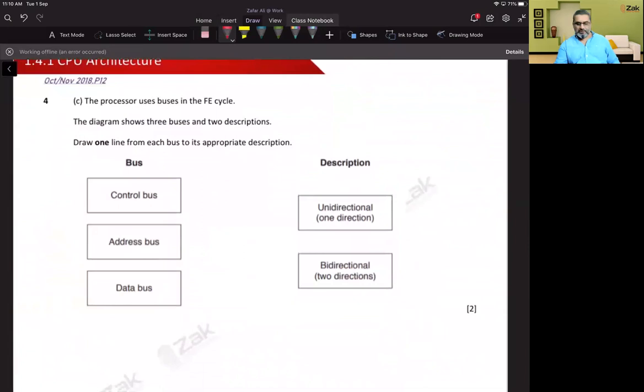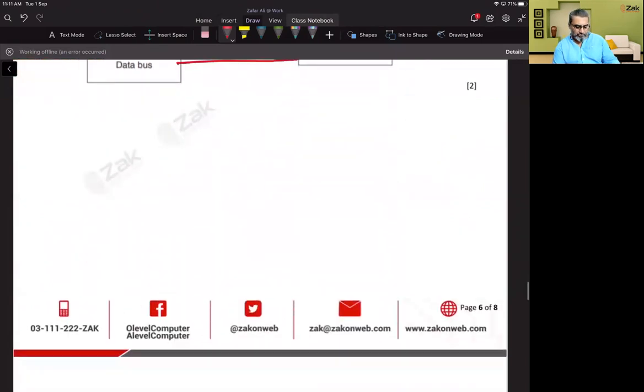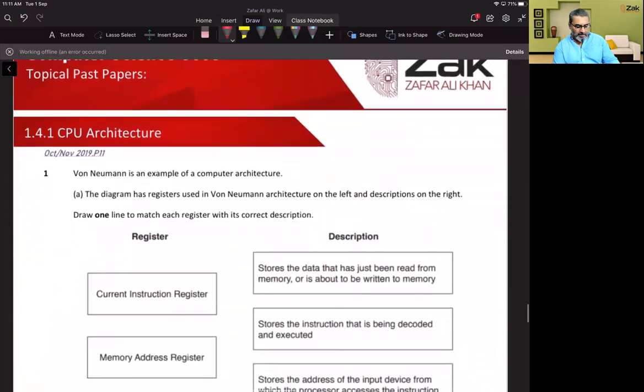October, November 2018, P12. The diagram shows 3 buses and 2 descriptions. So control bus is bidirectional. Address bus is unidirectional, and data bus is bidirectional. I told you when I was teaching you that this is actually something very important that you should remember: which bus is how many directions.